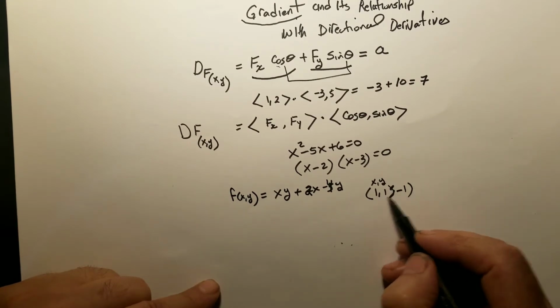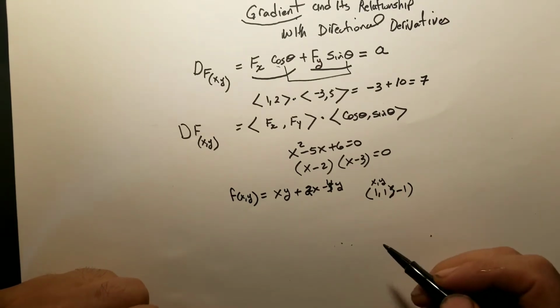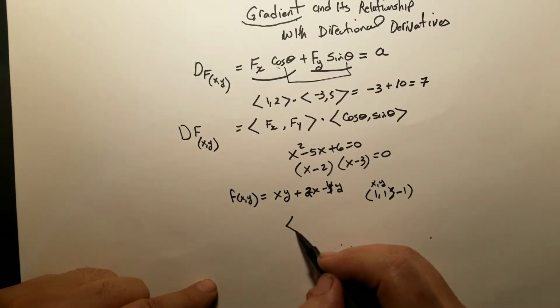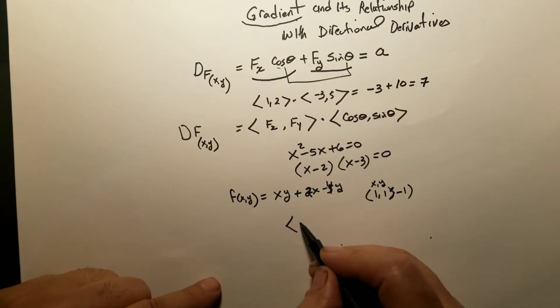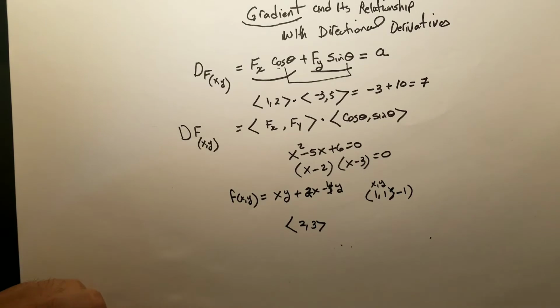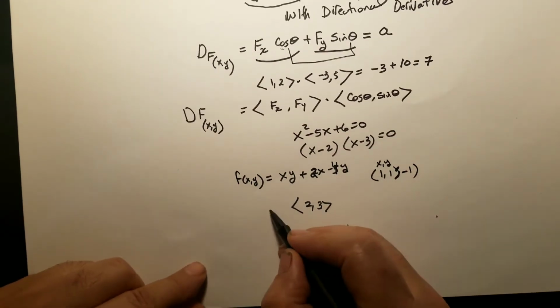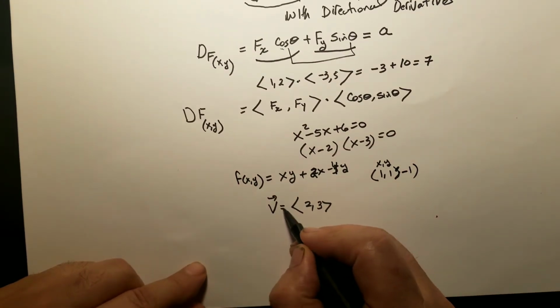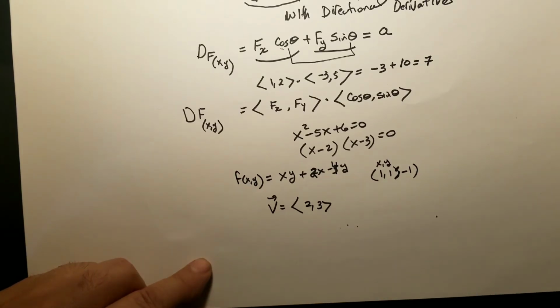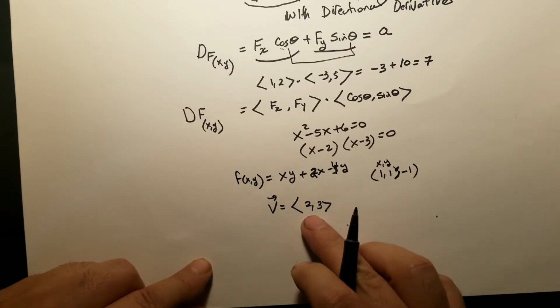Therefore, on the surface, you're standing at that point. And I would like to know, at that point, if you travel in the direction of this vector, and that vector is 2 and 3, what is the rate of change? Therefore, this is my vector v. I'm coming in that direction, and I want to know the directional derivative, the rate of change in this direction.